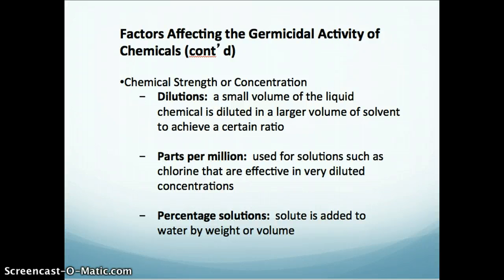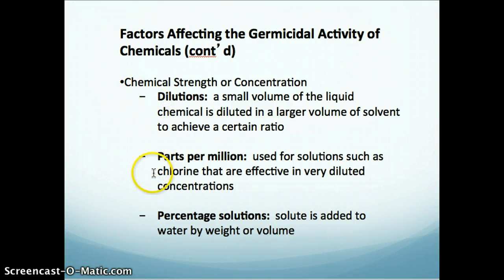So when we're talking about the chemical strength of one of these chemicals, the things that you want to be thinking about are dilutions, and we did this in the lab, that a small volume of a liquid is diluted into a larger volume of solvent. You probably saw in lab that the more concentrated were more likely to kill, and as we diluted that chemical further out, it was less effective. So dilutions are a key part of this.